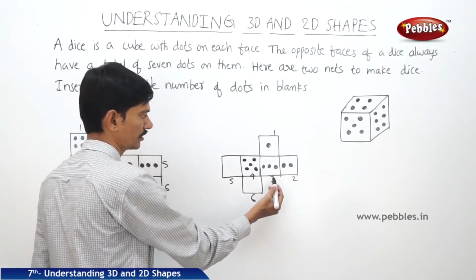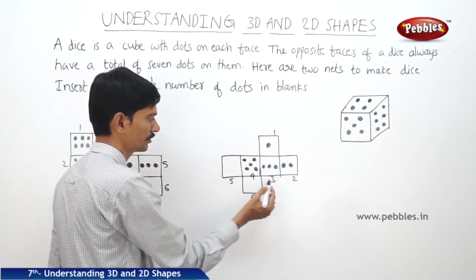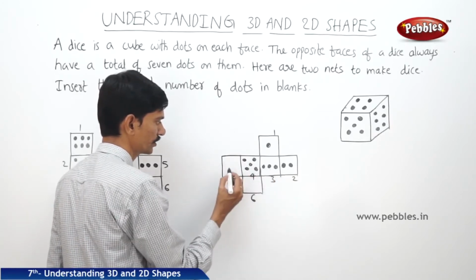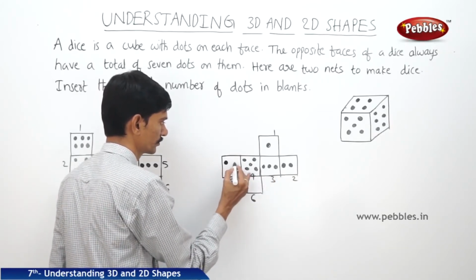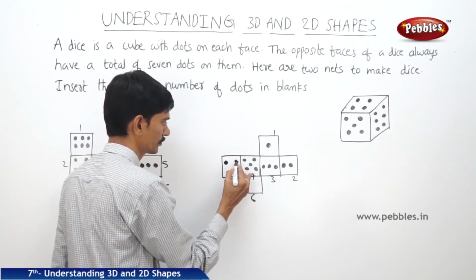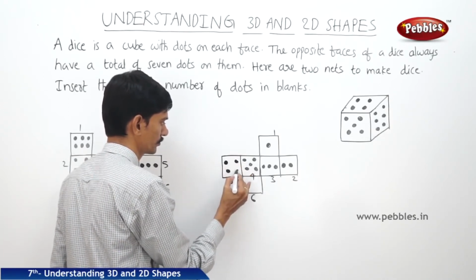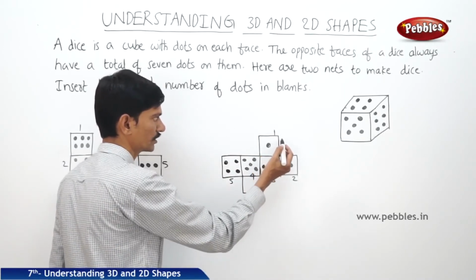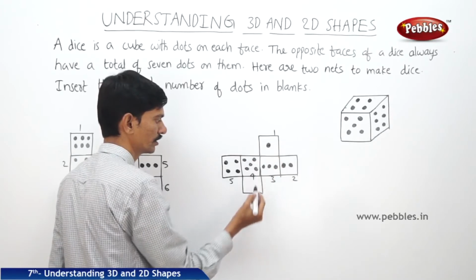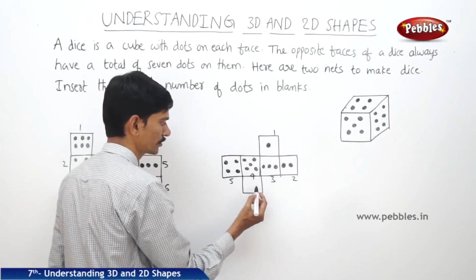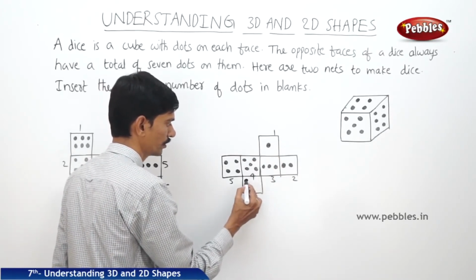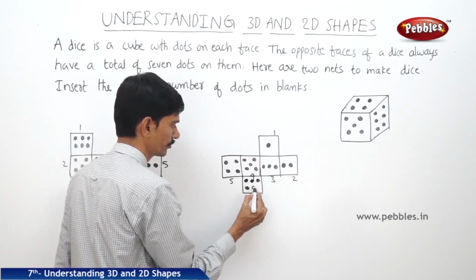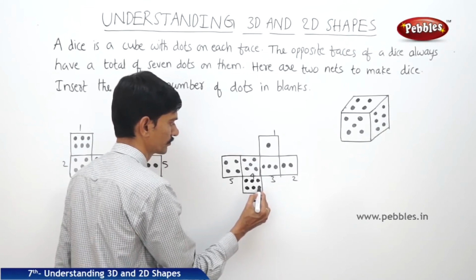Now the face 3 has 3 dots on it. So its opposite face 5 will have 4 dots because 3 plus 4 is 7. And face 1 and 6 are the opposite faces. As face 1 has 1 dot, then face 6 will have 6 dots on it. So 1, 2, 3, 4, 5 and 6.